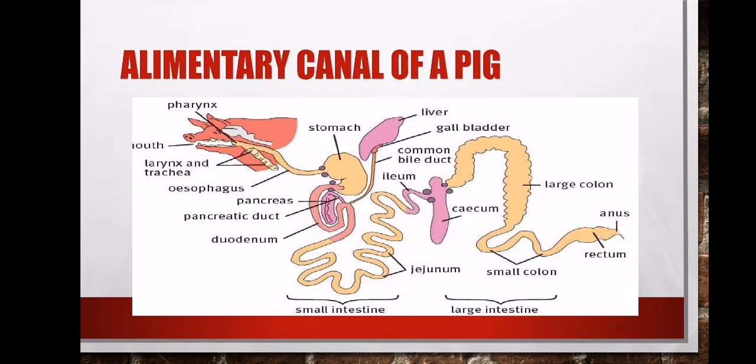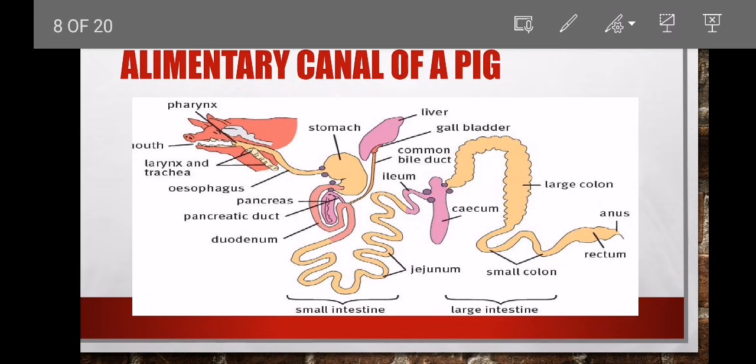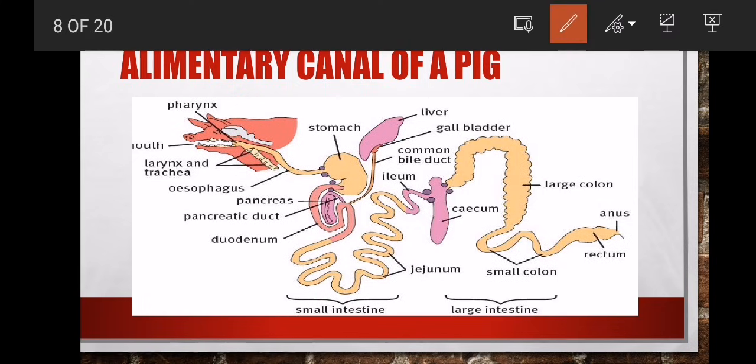When we look at a pig, good people, we say it has 1 stomach. Once we say it has only 1 stomach, it simply means that it's what? It's a non-ruminant. So when you look at it here, it's only 1 stomach. So if it's 1 stomach, it means it's a non-ruminant. Remember, can it regurgitate? No, it cannot regurgitate. It is a monogastric stomach.